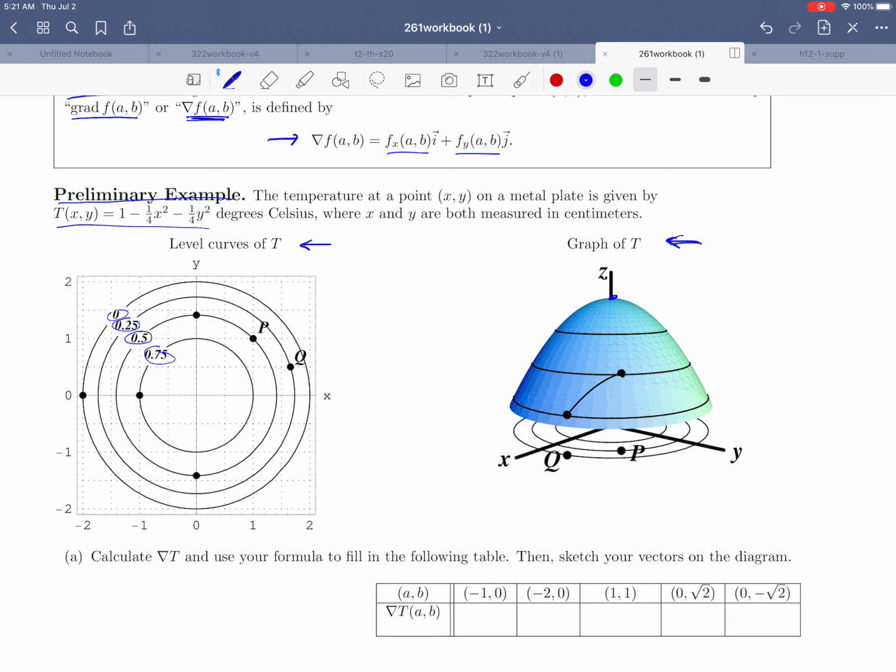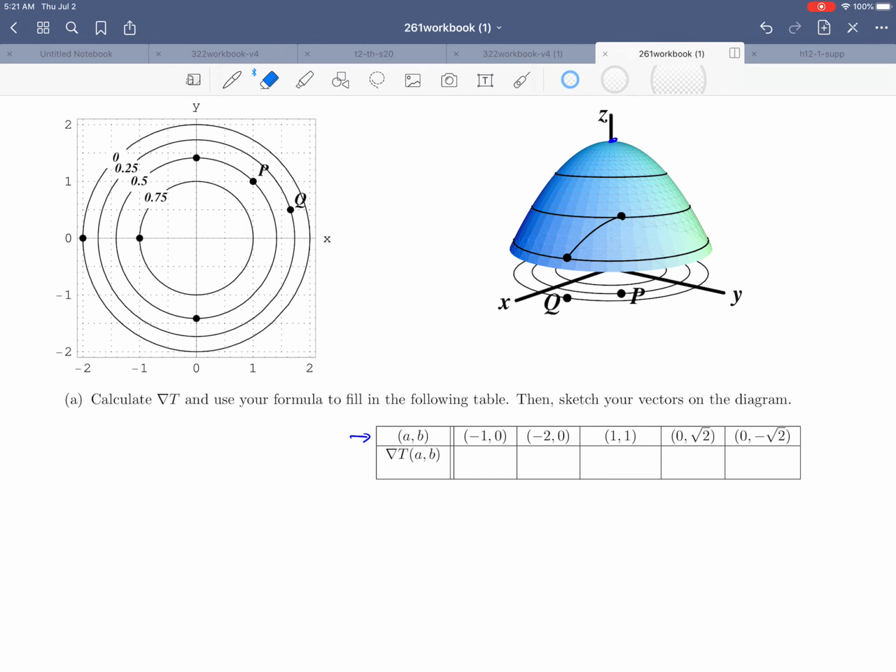Let's move down to the first part of this question, part A, and see what they're asking us to do. They'd like us to calculate the gradient of T and to use our formula to fill in this table that we've got down here, and then finally to sketch these gradient vectors on the contour diagram above. What I'd like to do is a couple of entries in the table, and ask you to pause the video and see if you can fill in the rest of it. First let me get rid of some of these markings that I made here.